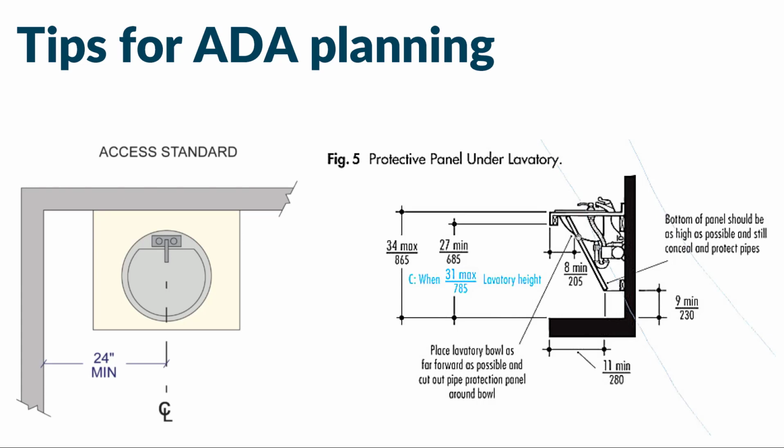we're looking at one of those panels. We often see this reference, one of these angled panels. And this is one common way of finishing off the front of a sink nicely, so you don't see maybe the pipes and things underneath if that's not a look you want, but also protecting someone, if there's a lot of hot water running through there, from burning themselves or cutting their leg or something like that. So you want to place the lavatory bowl as far forward as possible and then cut out the pipe protection panel around the bowl if needed.